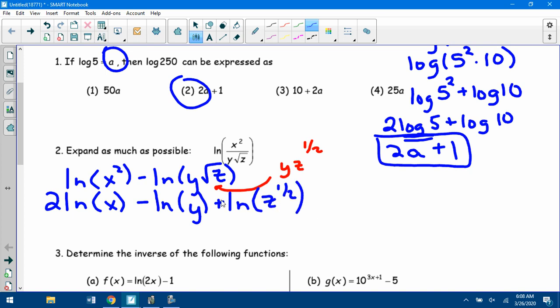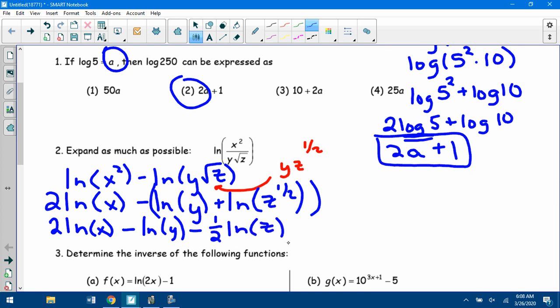Now there is something wrong with how I have that written. This whole second piece was subtracted. So when you expand it, that whole expanded piece also has to be subtracted. Okay, so now we're going to have 2 ln of x minus ln of y. If I distribute that negative, this is minus, bring that 1/2 out front, 1/2 ln of z. And there you have it.